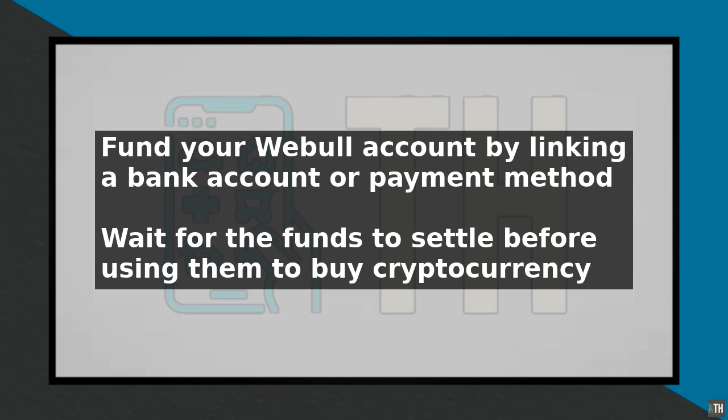To get crypto buying power, you need to fund your Webull account. You can do this by clicking on the deposit button and following the prompts to link your bank account or other payment method. The funds will typically take a few days to settle, after which you can use them to buy cryptocurrency.